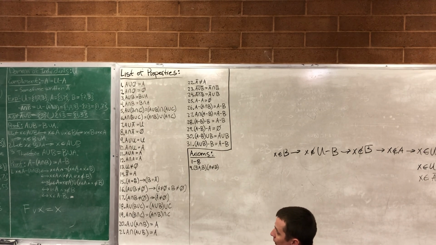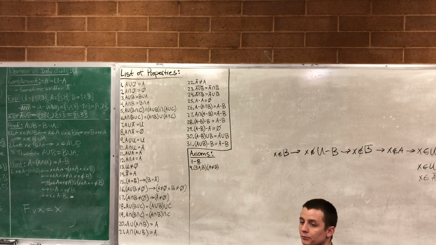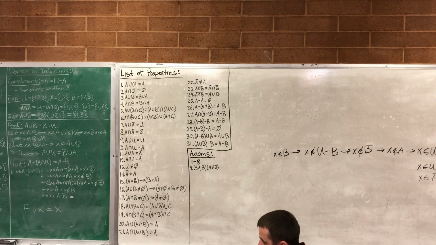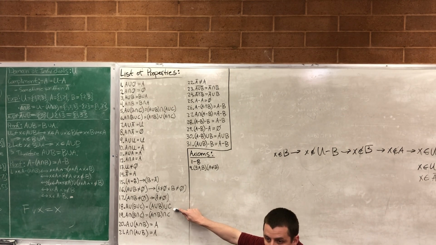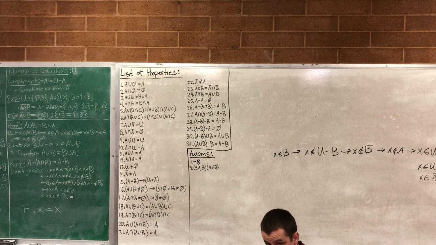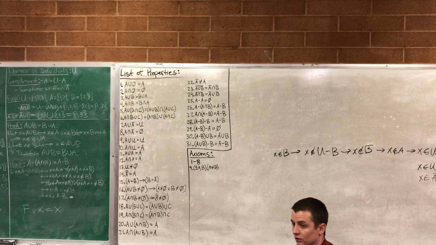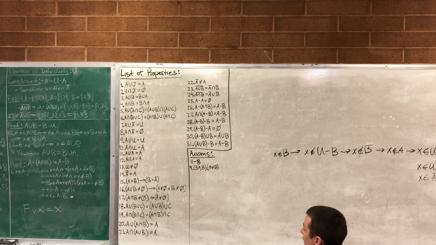Good on 17? Yes. 18 is just saying that union is associative, and you would prove this using the fact that OR is associative. Does that make sense how you do this one? And then intersect is associative. You just use the fact that AND is associative to prove this one. Good? All right.